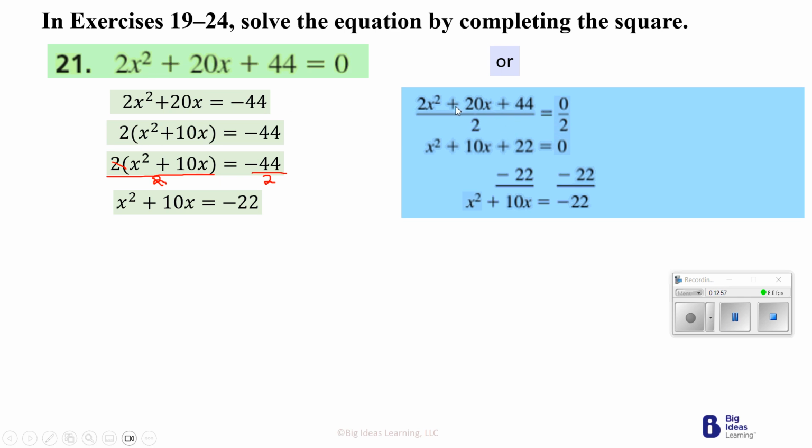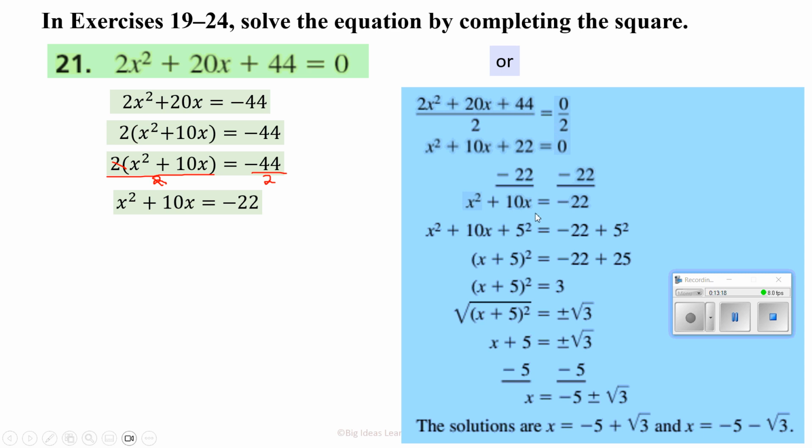So now we have 2x squared plus 20x plus 44 divided by 2. That's going to give us x squared plus 10x plus 22, and then we subtract 22 from both sides. You're going to notice these 2 equations here are exactly the same. Next, we're going to solve by getting the perfect square. 10 divided by 2 is 5. 5 squared would be 25. So we'll be adding 25 to both sides.